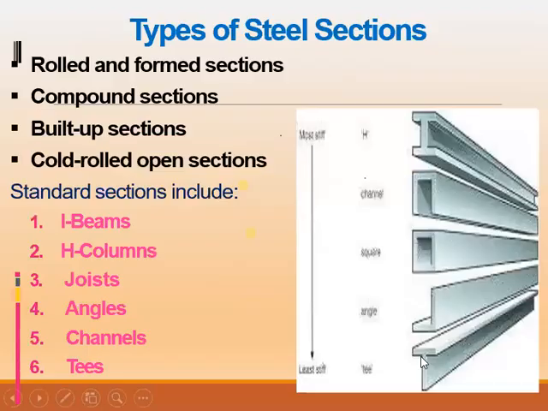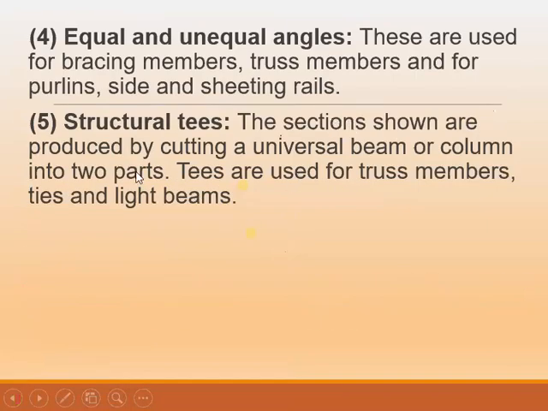Structural tee is this one here. So this one can be formed by cutting an H or I beam, an H section or an I section. See? Tees are used again for truss members, for ties, and light beams. For light beams, I think from reinforced concrete, you remember we had primary beams or the main beams and the secondary beams, right? In reinforced concrete sections. I think you remember it.